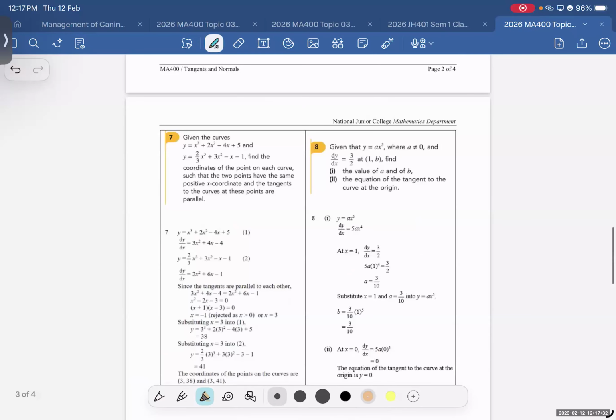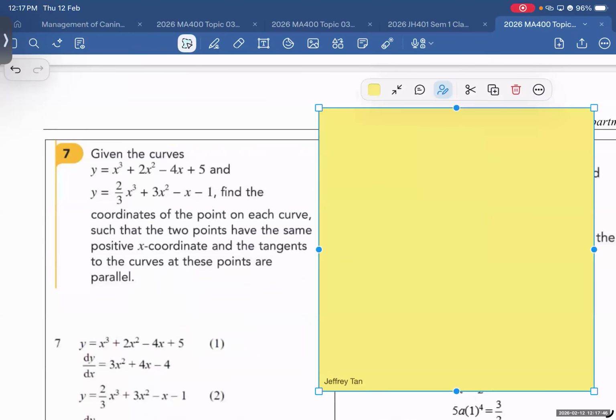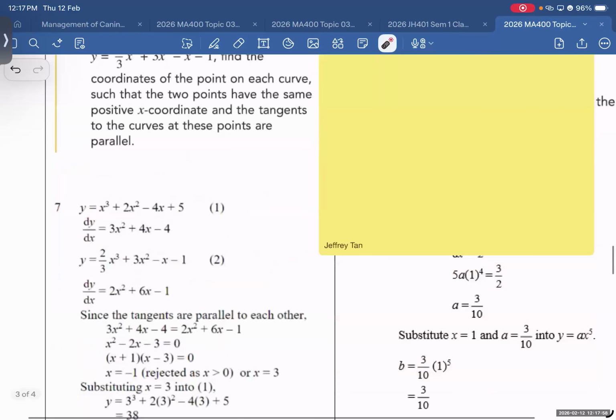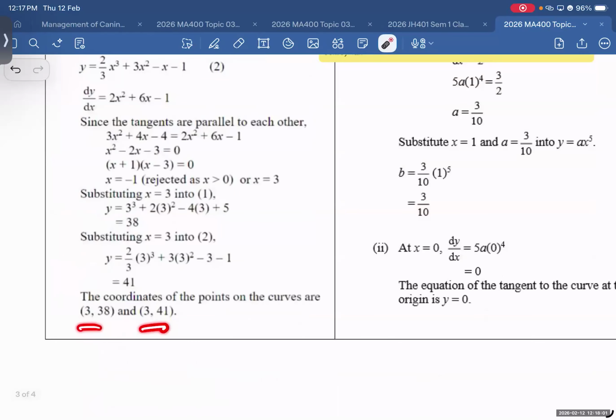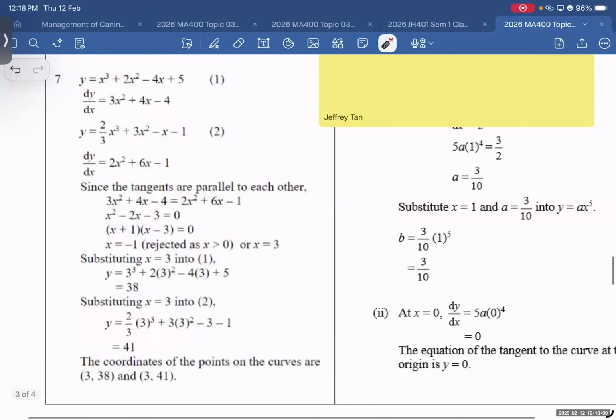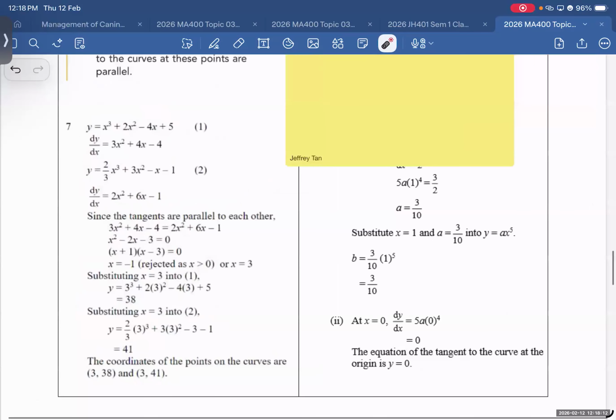Okay, the idea is that first, what's this question? The dy dx can form an equation when they do that parallel. It's trying to tell you that the tangent can have the same gradient. Okay, so gradient comes from where? Dy dx. So I just get both 3 and 3. Then you sub into, because your y is, okay.